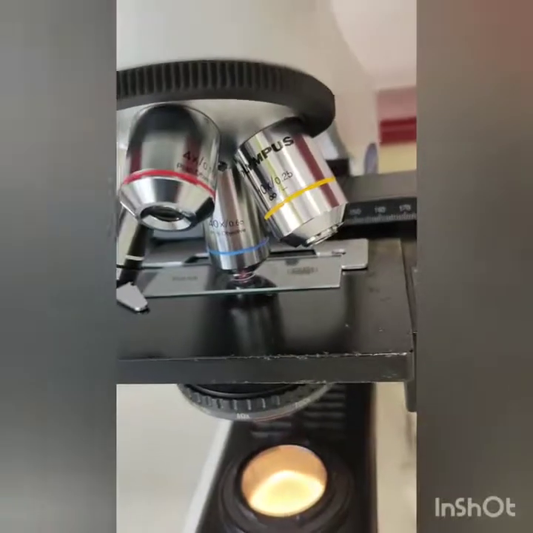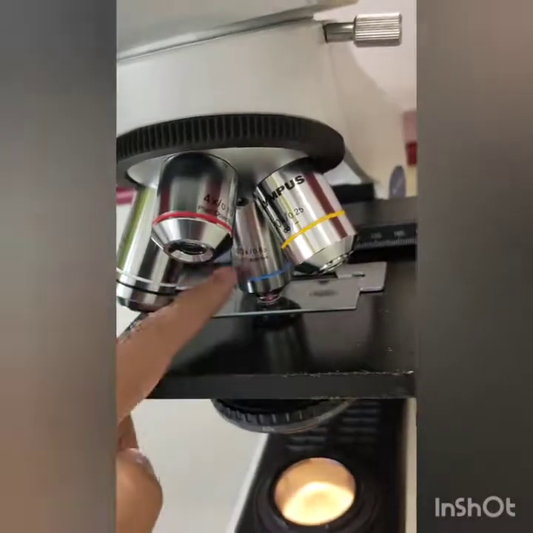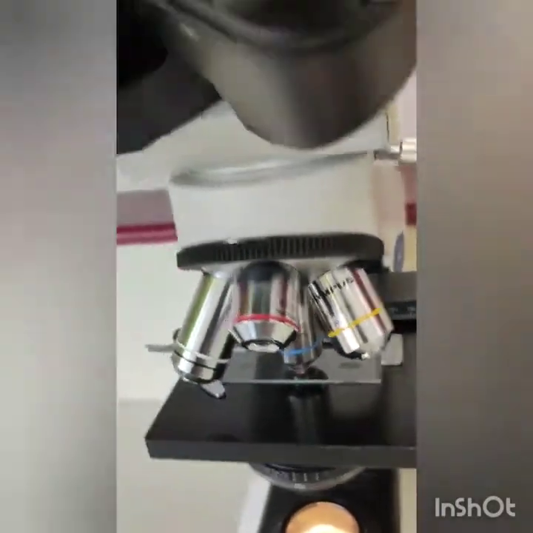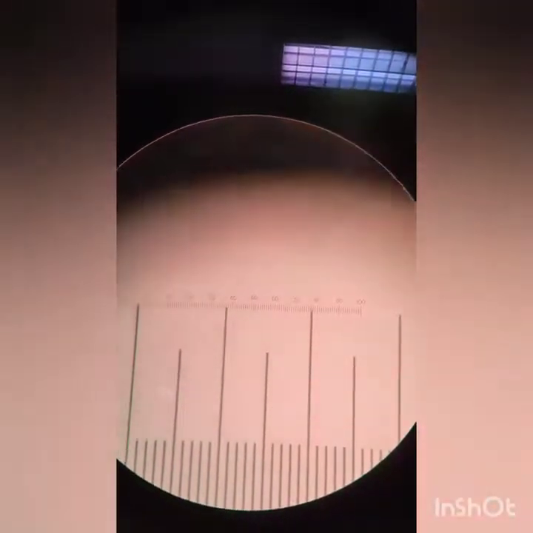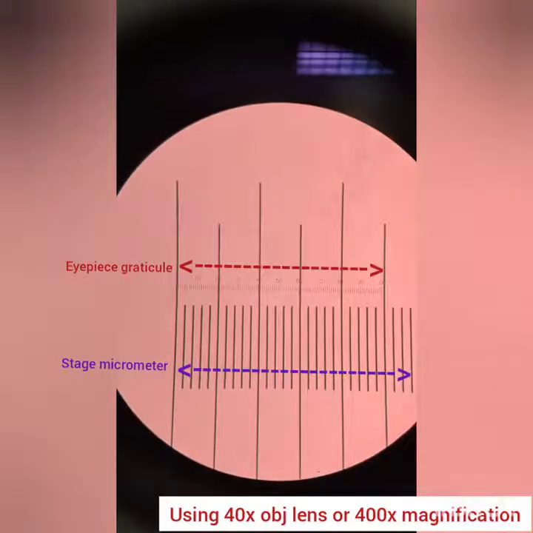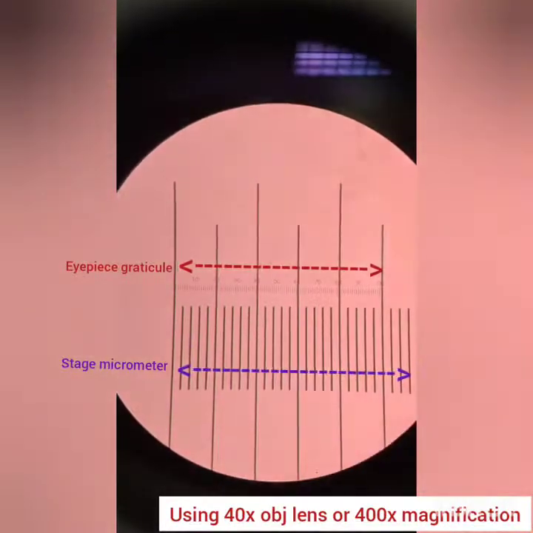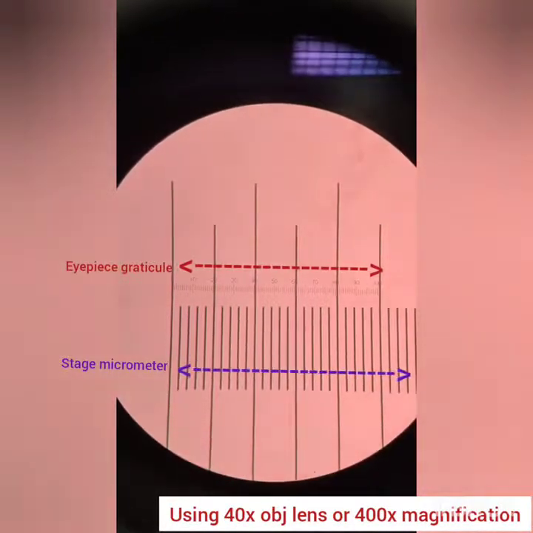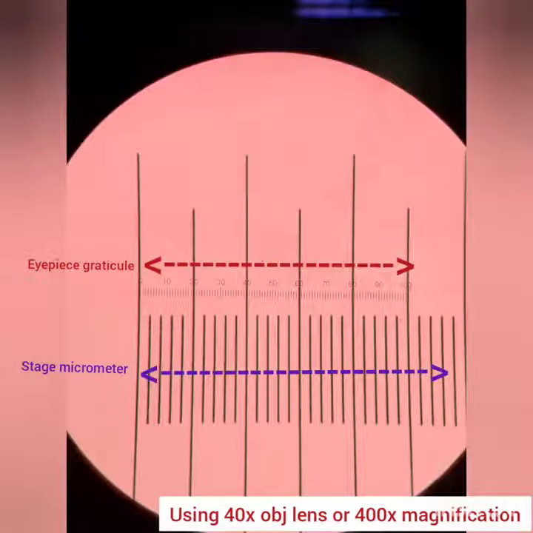You need to adjust the focus again until you can see the line of the stage micrometer underneath the line of the eyepiece reticle. You can move it up and down, right and left. The smaller scale with the number is the eyepiece reticle. And what we are trying to do is align those two scales together.